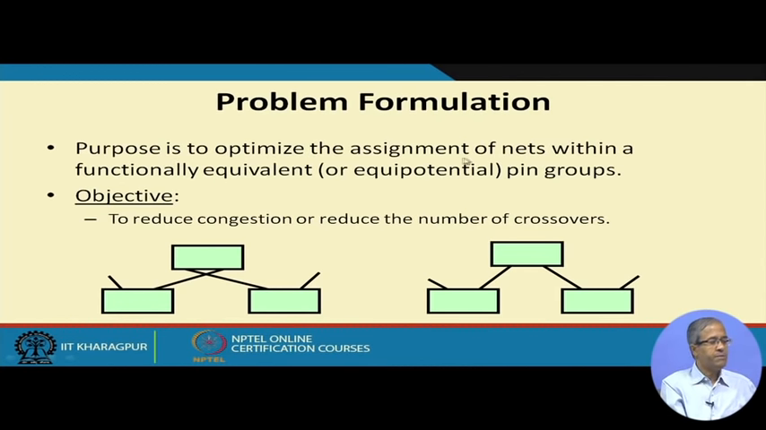So, the purpose is to optimize the assignment of nets within functionally equivalent or equipotential pin groups. Objective, as I said, is to reduce congestion or reduce the number of crossovers. So, the example that I just now took, suppose this was such a case where these 2 pins, where you can see there is a cross in the interconnection, they represent functionally equivalent or equipotential pins. If such a cross is happening, you exchange them and make the connection like this. This looks much neater, much easier to interconnect. Okay. So, the blocks can also be brought closer together here, less area.